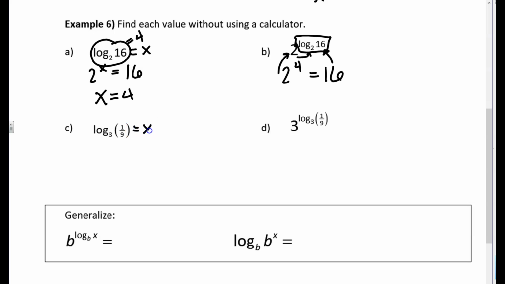So we're going to set that guy equal to x. I get 3 to the x equals 1/9. Well, 3 to the what gets me 1/9? 3 to the -2 gets me 1/9, because 3 squared is 9, so 3 to the -2 would be 1/9.